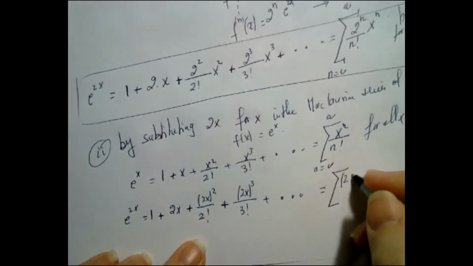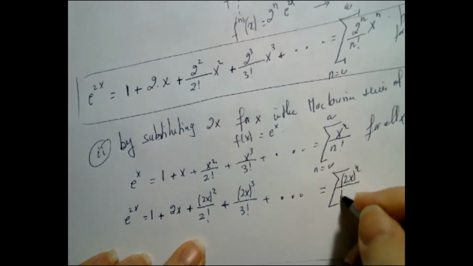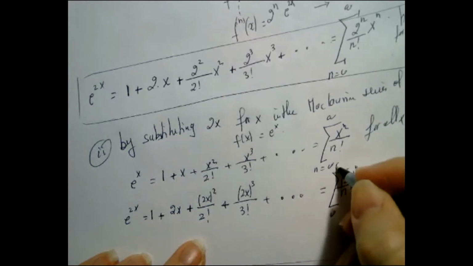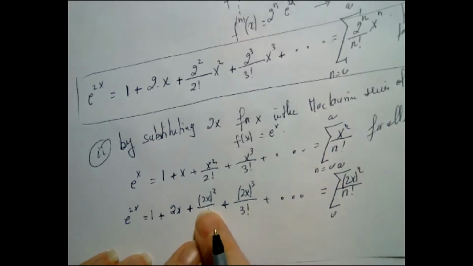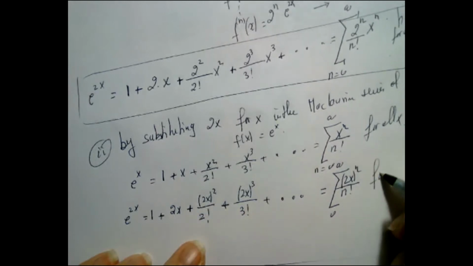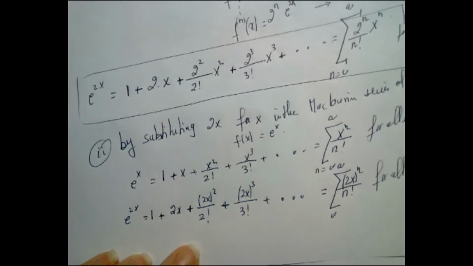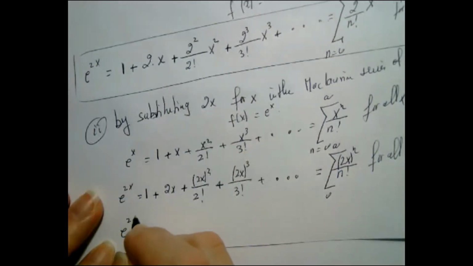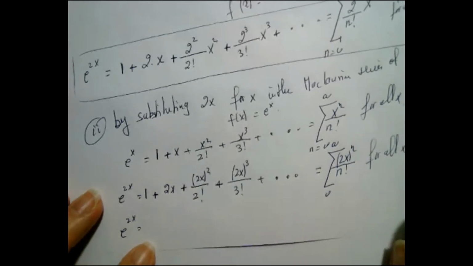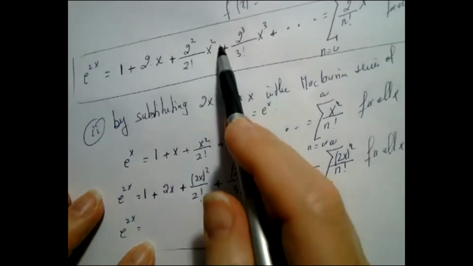Instead of x, we have the sum of (2x) to the power n over n factorial, from 0 to infinity. And since this holds for all x, even substituting 2x, nothing will change, and this is for all x. So now I'm going to streamline this a little bit and convince you that it's the same thing as that. These are exactly the same idea.